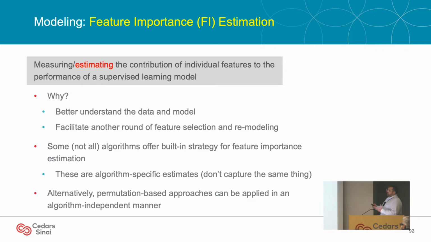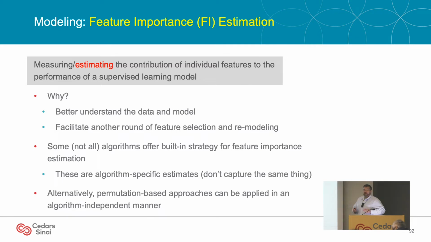So we do this to better understand the data in our model, but also we can do this to facilitate another round of feature selection and remodeling. As I mentioned earlier, machine learning modeling can be a cyclic process. You could run it once, see what features seem to be important. You could run it again, having selected as an expert and looked at the results, this set of features seems to do better. Maybe I can make a simpler model that works just as well.